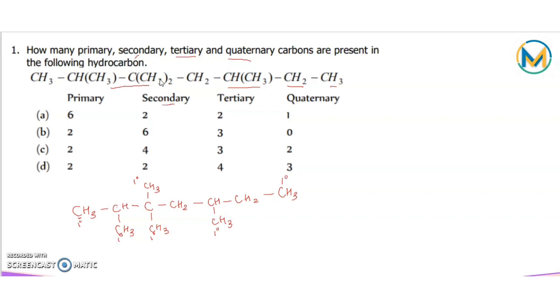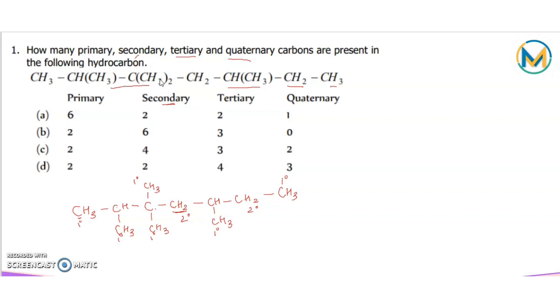Next is secondary. So secondary carbons are the carbons which are attached to two other carbon atoms. So that is this group. If you see, this carbon is just attached with this carbon and this carbon. So it's a secondary carbon and this carbon is also a secondary carbon. And thus there are two secondary groups.